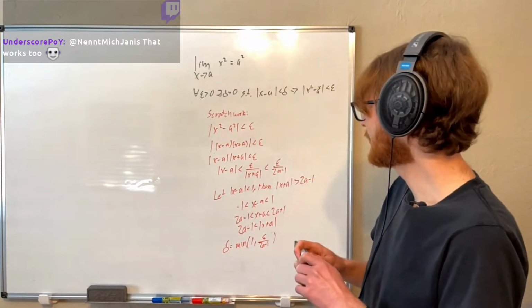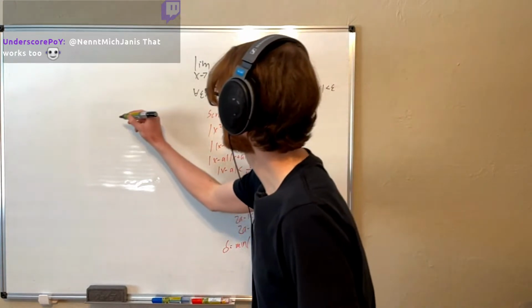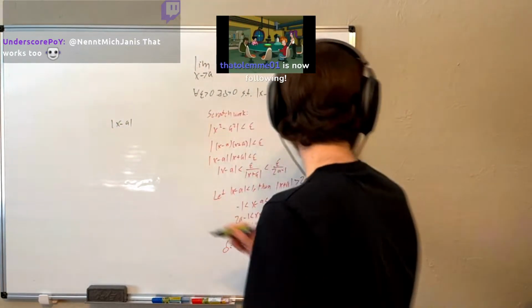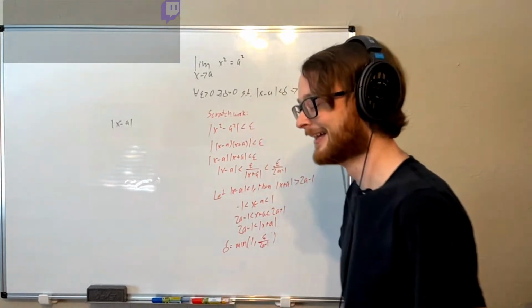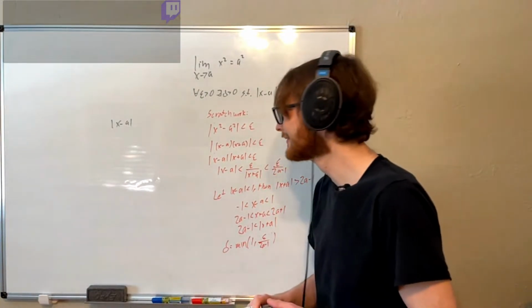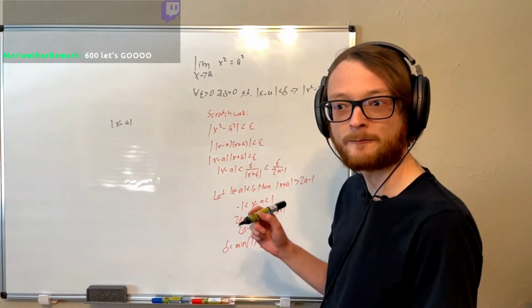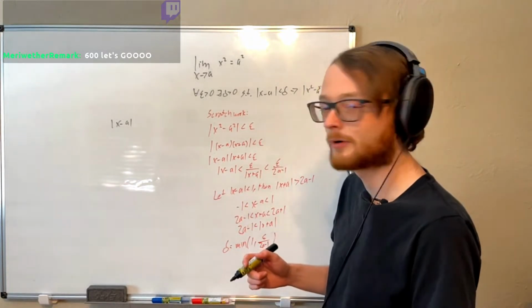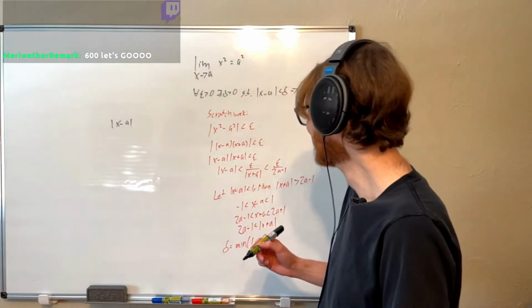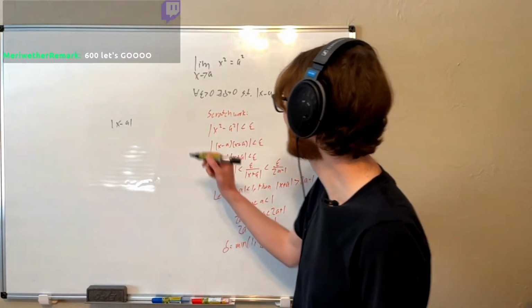So now if we want to go through and do the actual proof part, we're going to say absolute value x. Oh, who's that? Thank you for the follow. You're my 600th follower. Thank you so much. I'm sorry I can't pronounce your name, but thank you very much for the follow. And when I'm big and famous, you can say that you're my 600th follower. So that's pretty cool. Hope you're doing good.